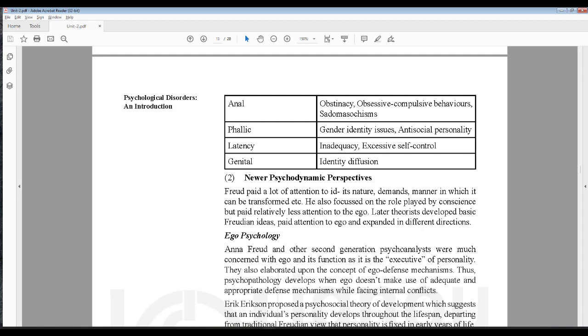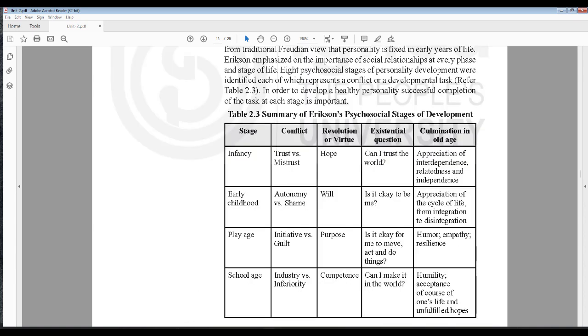Erik Erikson proposed a psychosocial theory of development which suggests that an individual's personality develops throughout the lifespan, departing from traditional Freudian view that personality is fixed in early years of life. Erikson emphasized the importance of social relationships at every phase and stage of life.